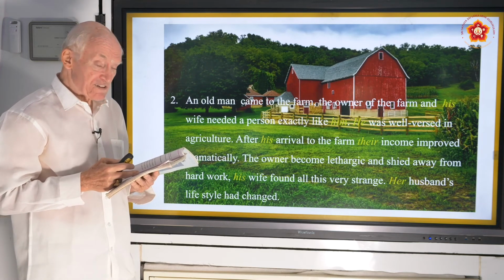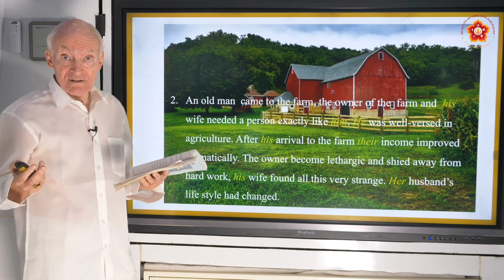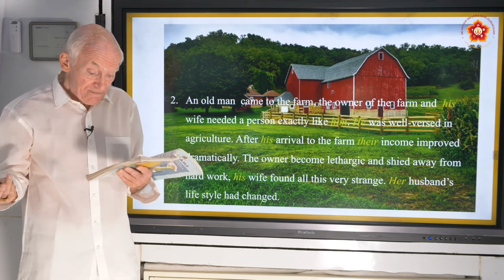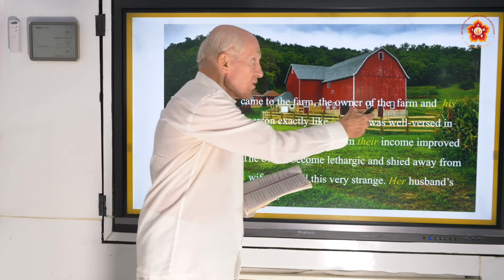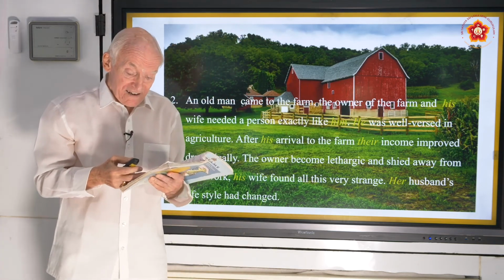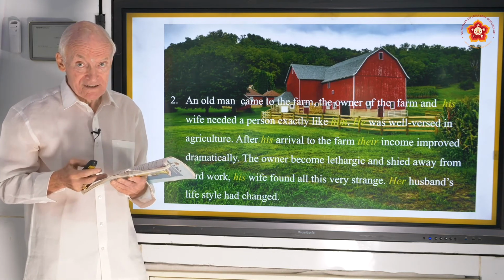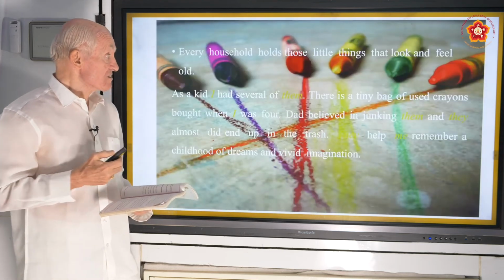His wife found this all very strange. She didn't know if the old man was an asset or a liability because now the husband wasn't acting properly. Her, referring again to the wife, his wife, her husband's lifestyle had changed dramatically and she was not happy about it. Let's go to another example.